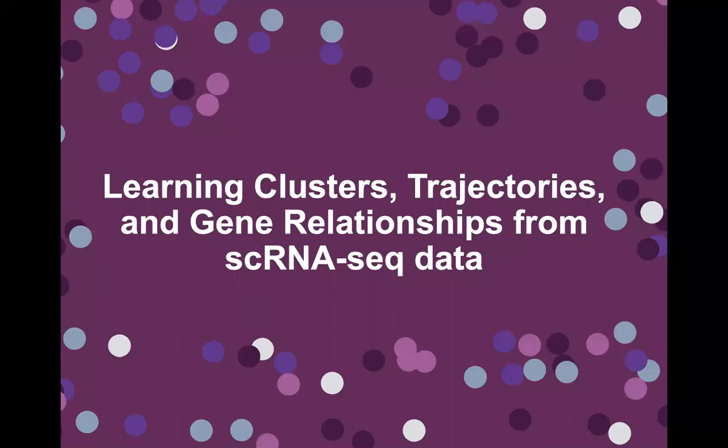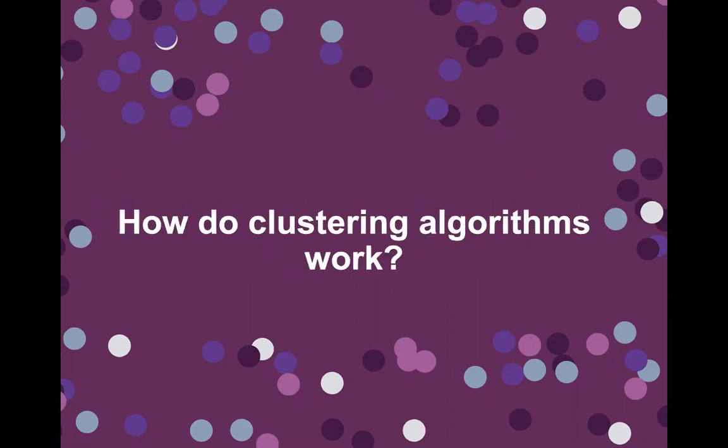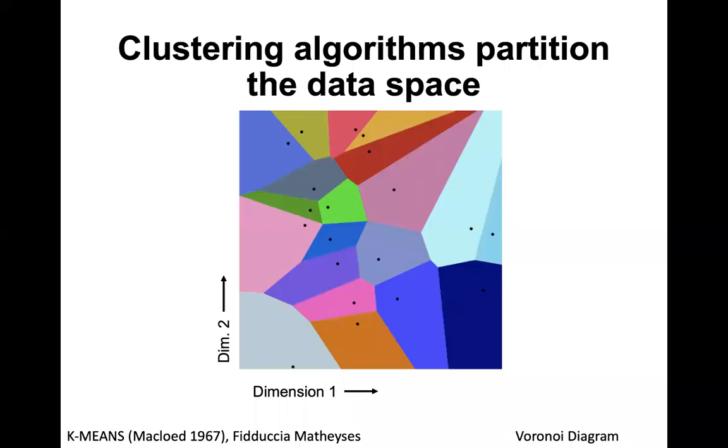So as I mentioned today, we're going to talk about three topics: clusters, trajectories, and gene relationships. The first thing that we're going to go over is how different clustering algorithms work, to give you an understanding of the biases that they might have.